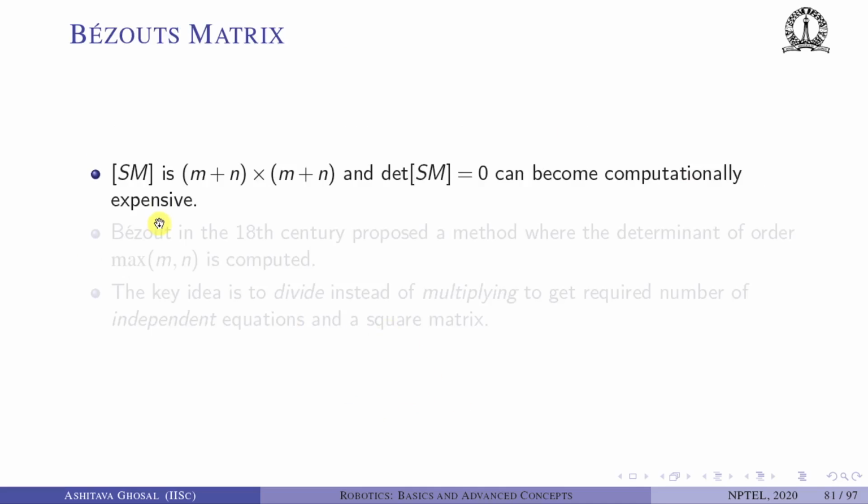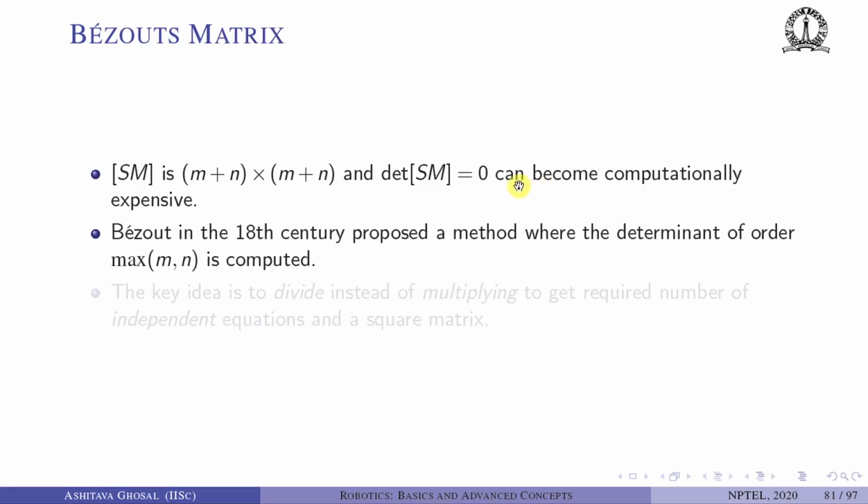As we can see, this Sylvester's matrix Sm is m plus n by m plus n, and computing the determinant of Sm equal to 0 can become computationally quite expensive. For example, if m is, let's say, 5 and n is 6, this is an 11 by 11 matrix, and the determinant of an 11 by 11 matrix is pretty bad. So Bezout, the same person as in Bezout's theorem, in the 18th century proposed a method where only a determinant of order max of m and n needs to be computed. We don't need to compute the m plus n by m plus n matrix.